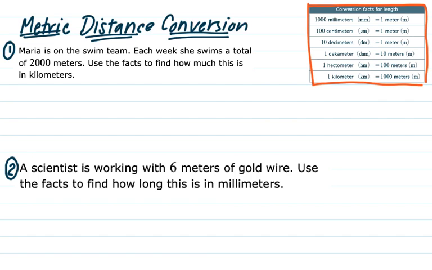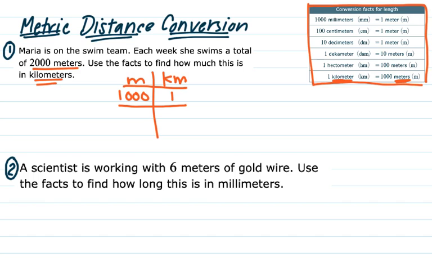We have someone who swims 2,000 meters, but we want to convert this to kilometers. So the first thing I want to do is make a table with meters and kilometers. Now, before I look at our specific question, I want to look at the relationship between meters and kilometers on this conversion table. So here's meters and here's kilometers. It says that 1 kilometer is equal to 1,000 meters. So we'll write that relationship in our table.